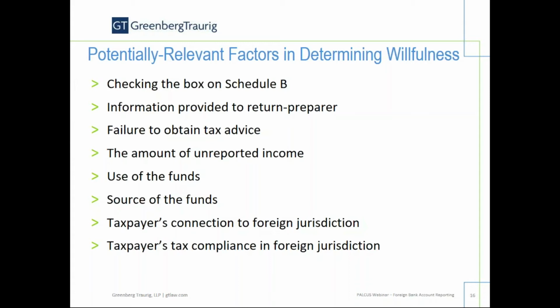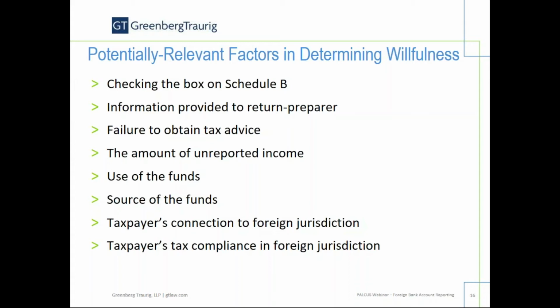They also look at the taxpayer's connection to a foreign jurisdiction. Some people were born in a foreign country. They may do business there. They may have family there. They may spend time there. There's nothing wrong with you having a foreign bank account, but you need to report it. But a lot of people go through troubles to open up a foreign bank account just to hide their money.